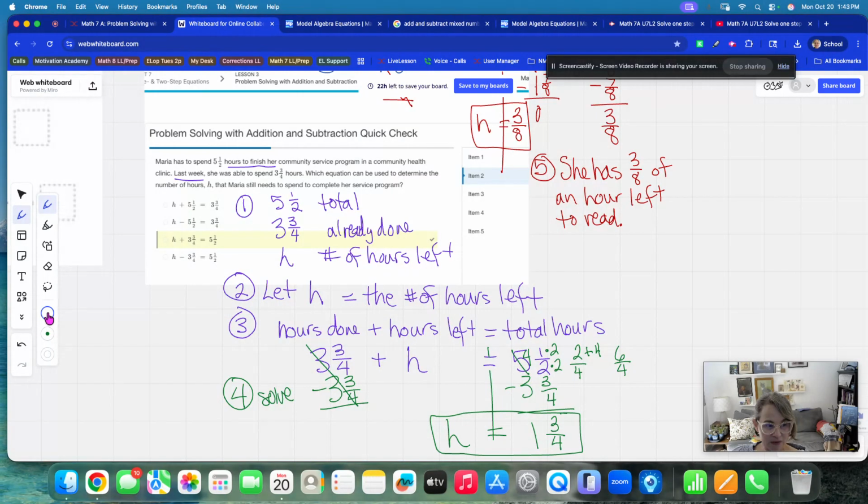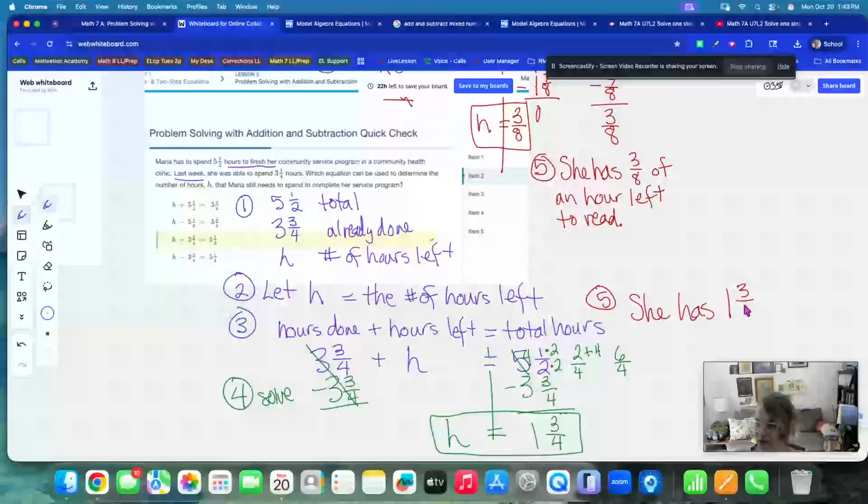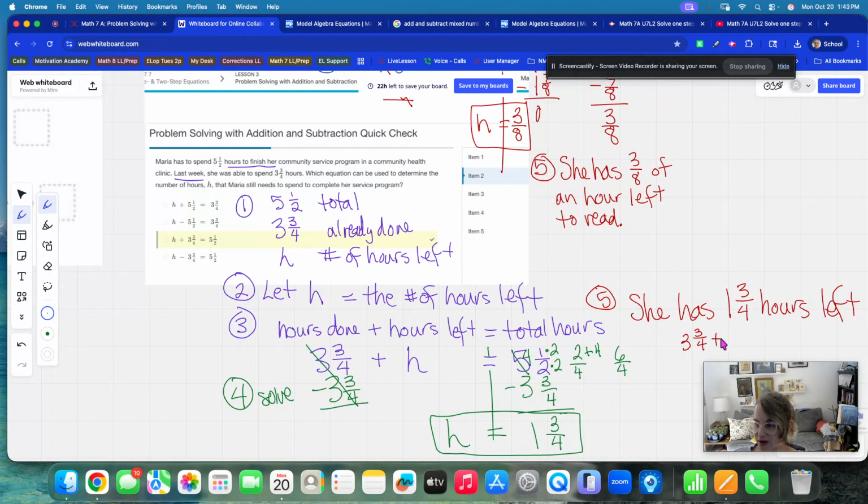Step 5 is to make sense of this answer. So she has 1 3/4 hours left. Okay, and so I just want to think about, would 3 3/4 plus 1 3/4 make sense, would that equal 5 1/2? Oh gosh, I wrote a 5 instead of a 4. I'm just getting a little ahead of myself. 5 1/2.